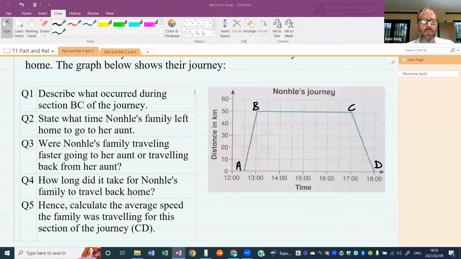Question 2, state what time Nontle's family left the home to go to her aunt's. You guys can put it in chat or you can raise your hand. What time did Nontle leave to go to her aunt? All right, the answers are coming in. Very good. The answers are coming in.